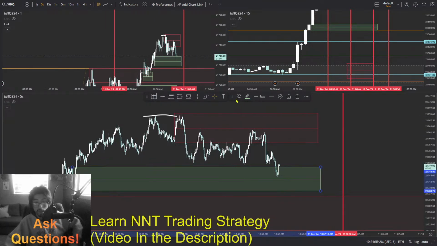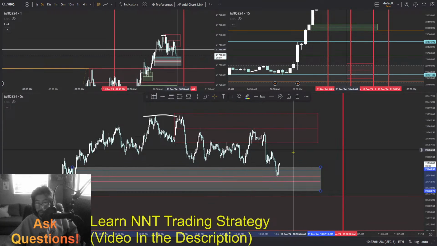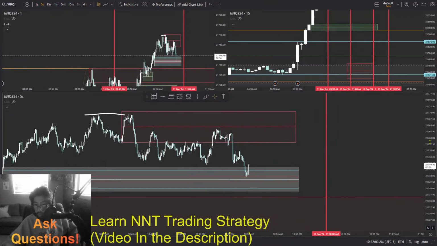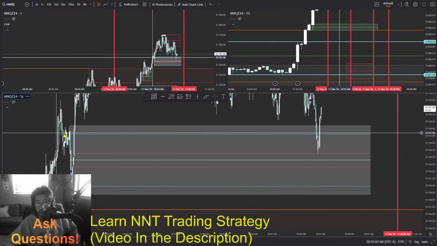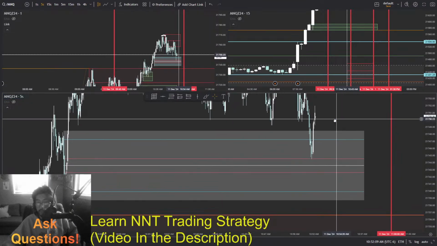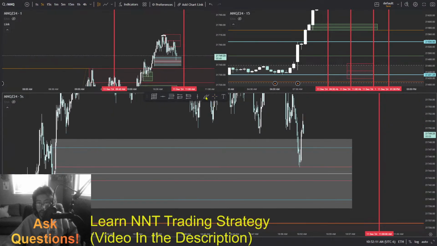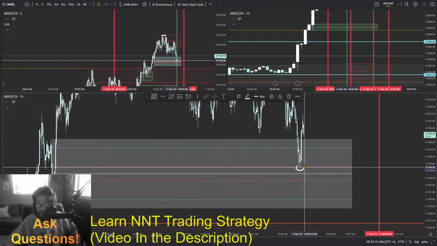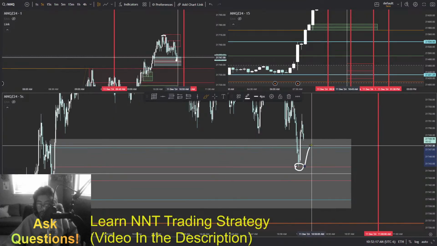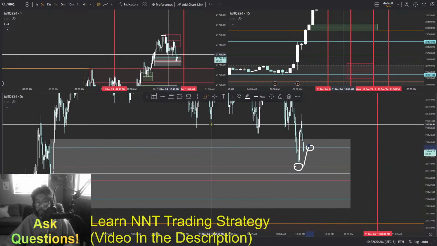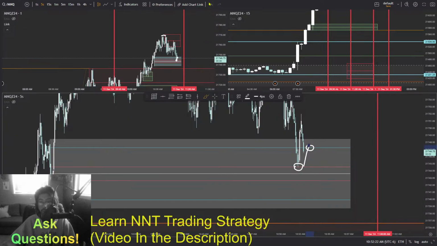Let me see. I kind of want to show y'all something too. Oh, never mind. I can't. I have these squares that tell me when a zone is invalid. So if price crosses this red line, then comes up and crosses this blue line, then the zone becomes mitigated, meaning the zone is no longer tradable.